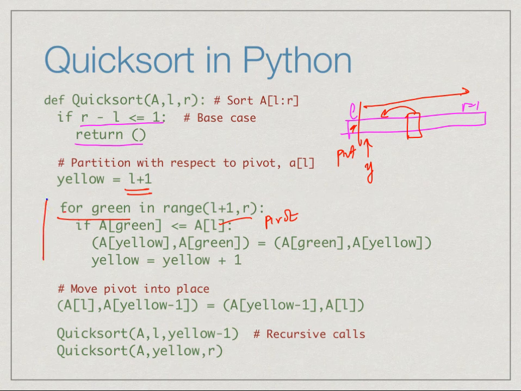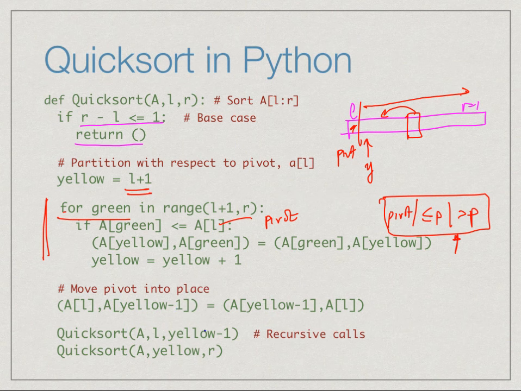So at the end of this, we have the pivot, then the values less than or equal to the pivot, and then the values greater than the pivot. This is the intermediate stage that we have achieved at the end of this loop. Now we have to find the pivot and move it to the correct place. Remember that yellow is pointing to the position beyond the last element smaller than the pivot. So yellow is always one value beyond this. So we take the yellow minus one value and exchange it with the left value.